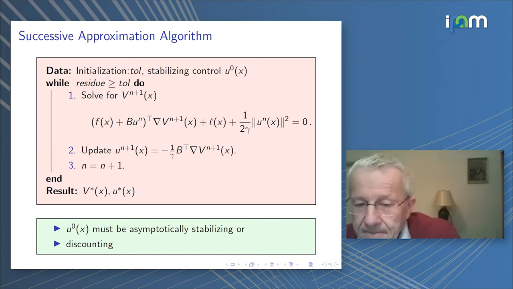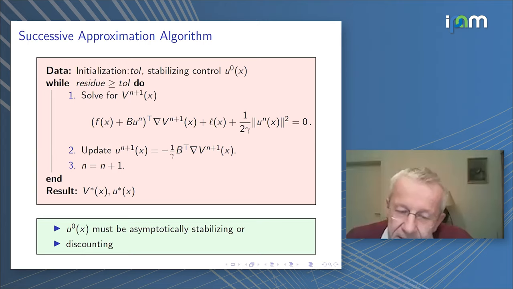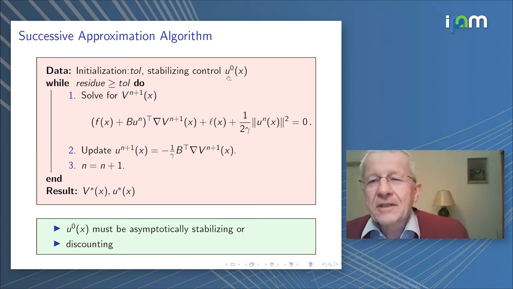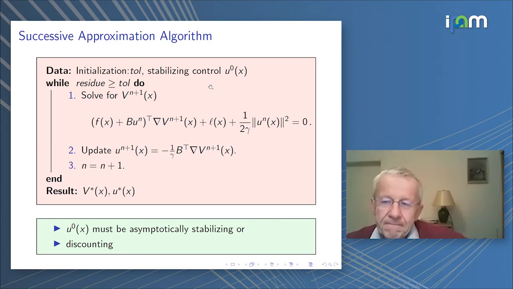I already said the initial condition must be asymptotically stabilizing. And what we do, either we will have one at hand, or if we don't, then we typically just introduce a discount factor and work with the discount factor to get into a neighborhood and then initialize the original problem by the discounted control. That's quite effective in practice. But as it stands, it's still driven by the curse of dimensionality.